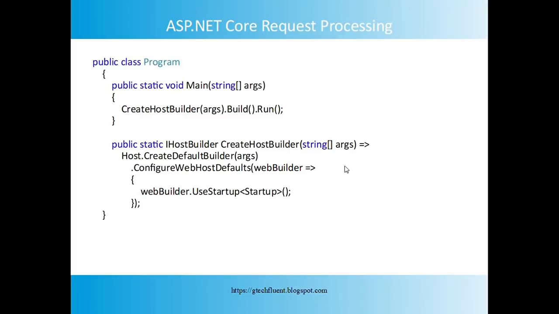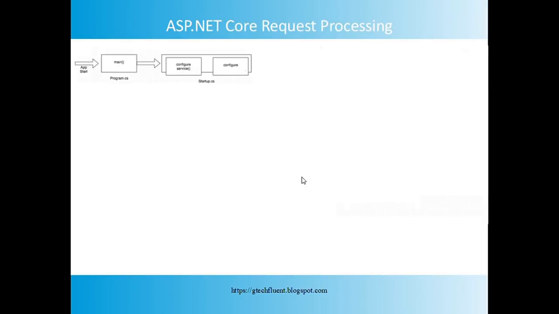As a part of setting up a web host, the startup class is also configured using the UseStartup extension method of the IHostBuilder class. So the next stage in the request processing is the startup.cs file. By convention, the startup class in ASP.NET Core is named Startup. This class has two methods.